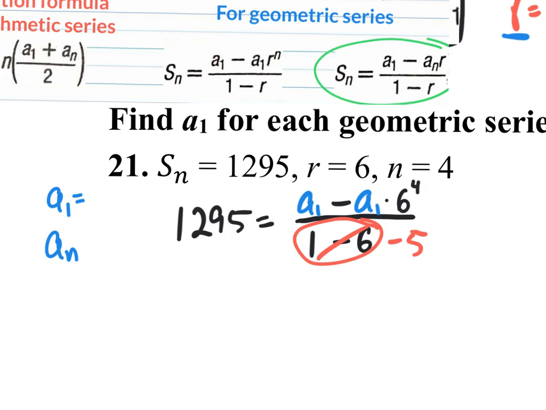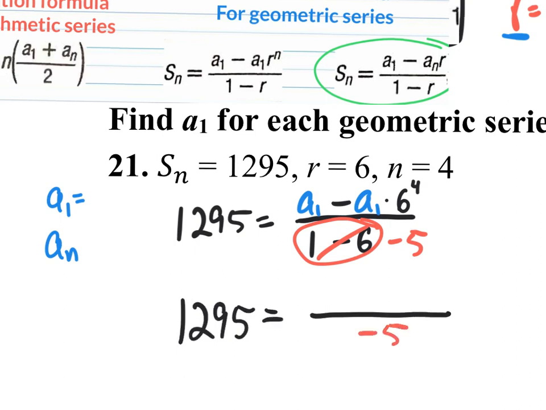And in addition to that, up here, we need to factor out that common a sub 1 term. We're going to factor out what's in common. The a sub 1 here and the a sub 1 there is going to get pulled out. Let me set this up for you. Okay. So we have 1,295 equals the fraction over negative 5, right? That became negative 5. And up here, we're going to take this a sub 1 and this a sub 1, and we're going to pull it out and put it in front.